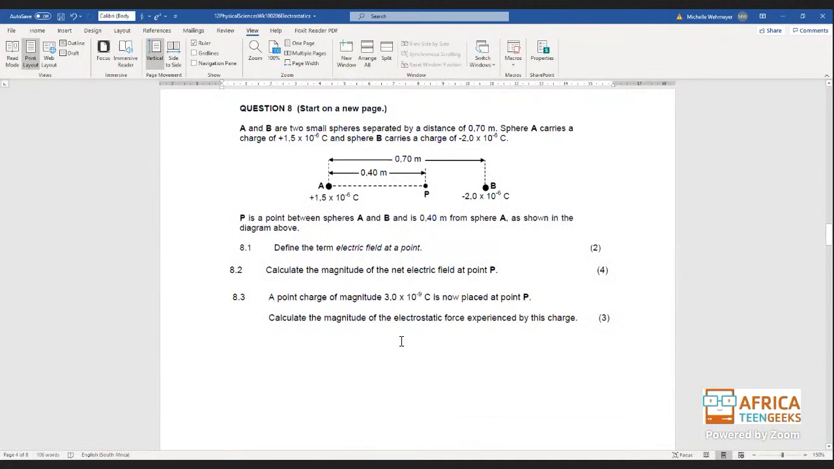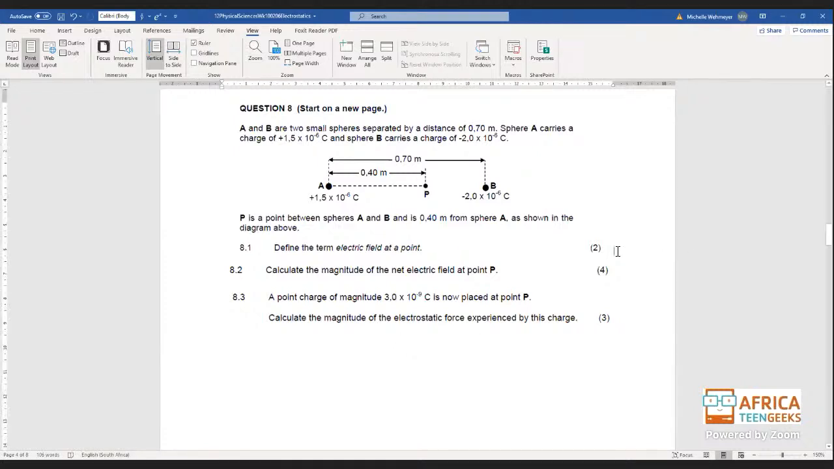So then in question 8 of the 2017 paper, they tell us that A and B are two small spheres separated by a distance of 0.7 meters. Sphere A carries a charge of positive 1.5 times 10 to the negative 6 coulombs, and B carries a charge of negative 2 times 10 to the negative 6 coulombs. P is a point between sphere A and B and is 0.4 meters from sphere A, as shown in the diagram above. Then they ask us, 8.1, to define an electric field at a point.